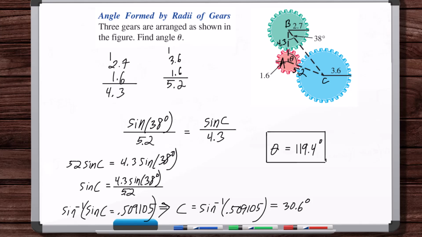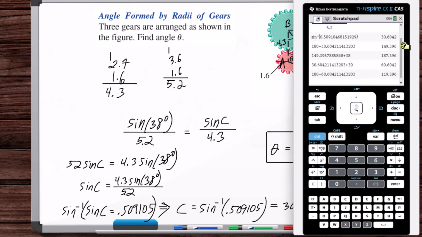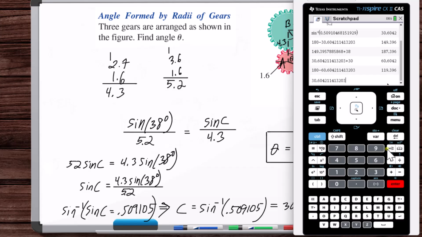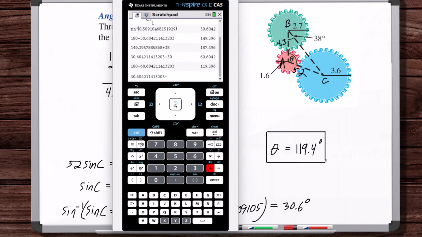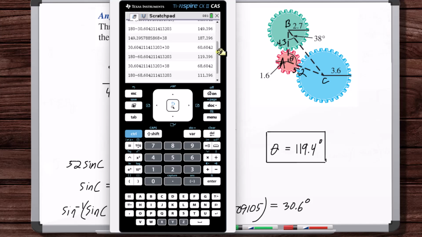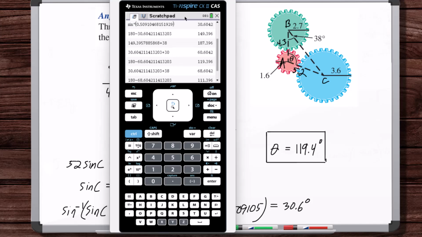Okay, wait, I messed something up here. So, okay, we have this angle, C, which has to be this, plus 38, and then 180 minus that. 111.4. So for some reason I added 30. I don't know why I did that. So 111.4.